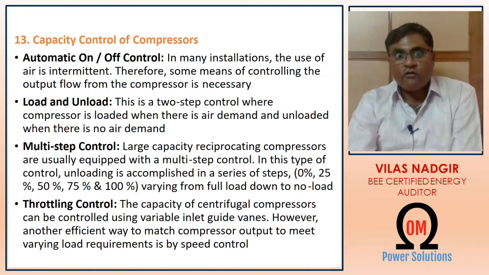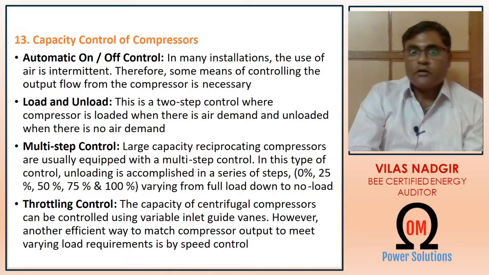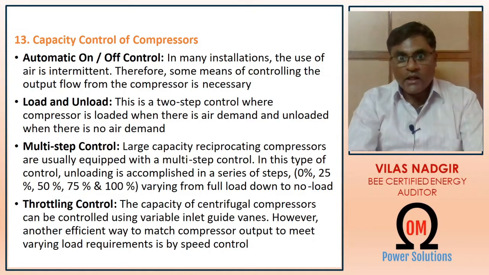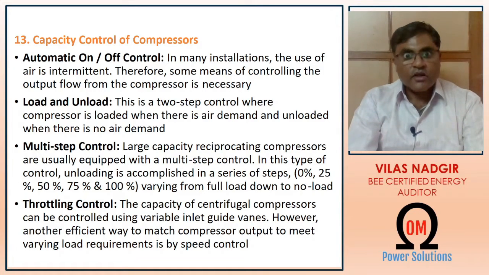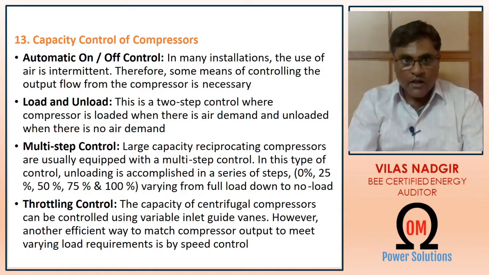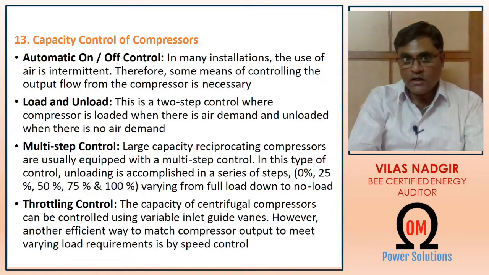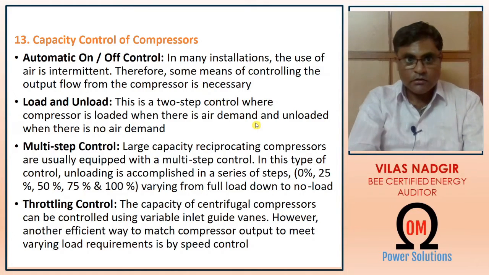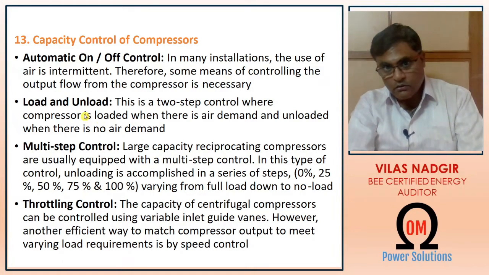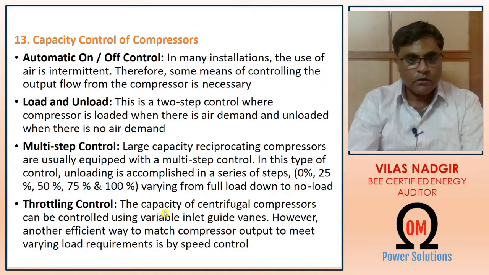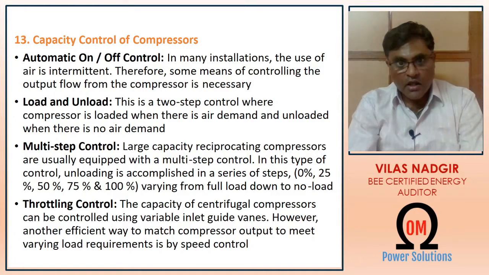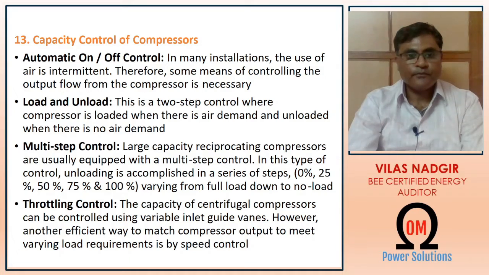Capacity control of compressors. In many industries, the requirement of compressed air will be intermittent. For such conditions, we can go for these four types of measures: automatic on-off control, then load and unload, multi-step control, then throttling control. Even speed control is also there, which I have considered in throttling control.